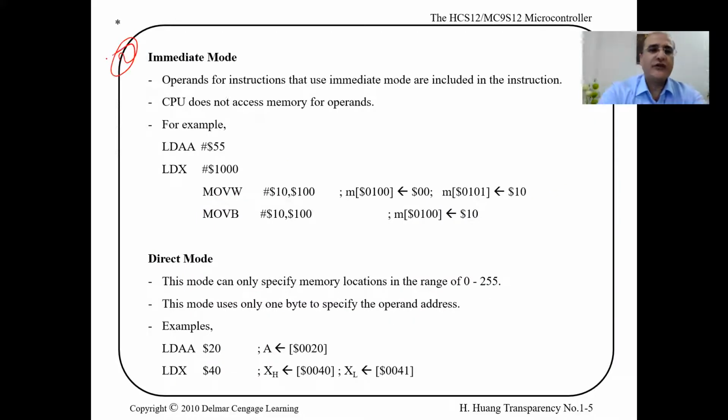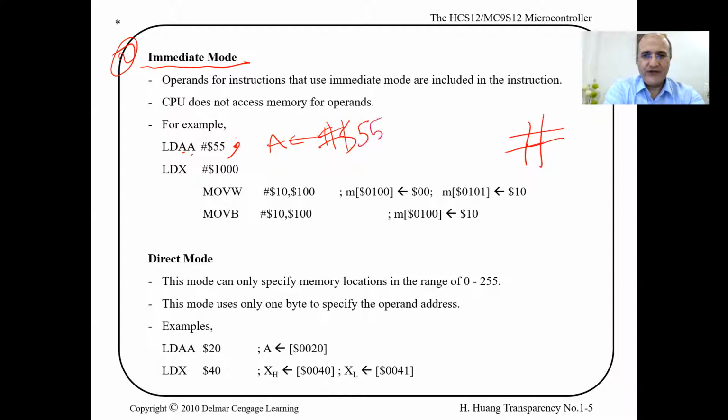Second addressing mode is called the immediate addressing mode. In this addressing mode, the hash sign is used to represent immediate. So this instruction, load accumulator A, number sign, hex 55, will load accumulator A with a number, 55. If you draw it, A will have 5 hexadecimal, 0101 0101.